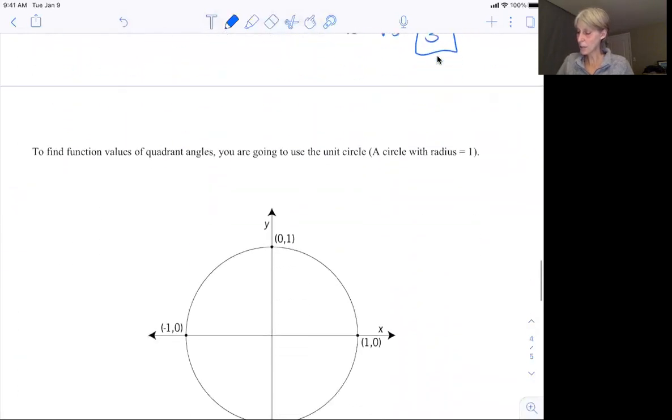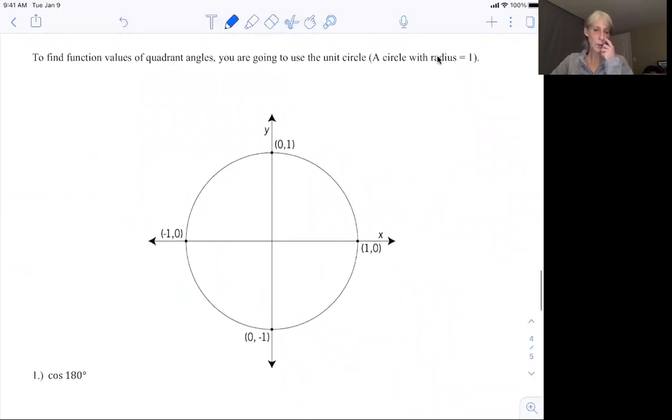And in our last little section of what we want to do today, again, remember it's reviewing. This is all topics you've learned before. When we find function values of what we call quadrant angles, we're going to refer back to something called the unit circle. Our unit circle is a circle with radius 1 unit. And the whole premise of using the unit circle to find our function values is this.